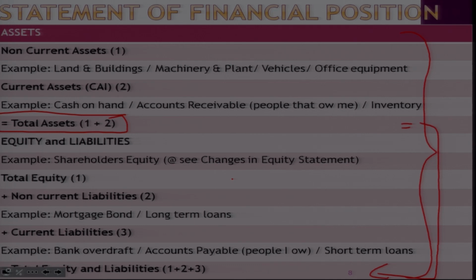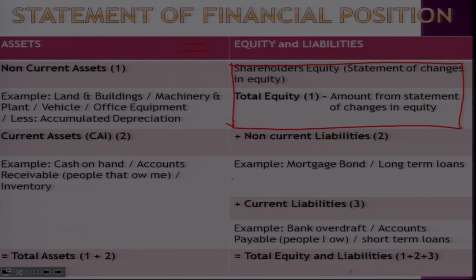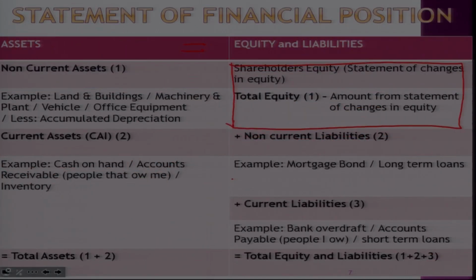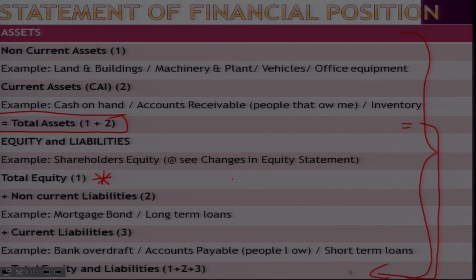Now this is the part, total equity. Now you see this answer number 1 is actually the answer that you get here. So you're basically just going to take it over, or you can do that statement here. Shareholders' equity, it says there, see the changes in equity statement. Now you take your equity plus your non-current liabilities plus your current liabilities, and that will give you your total equity and liability. And when this statement balances, you are 100%.